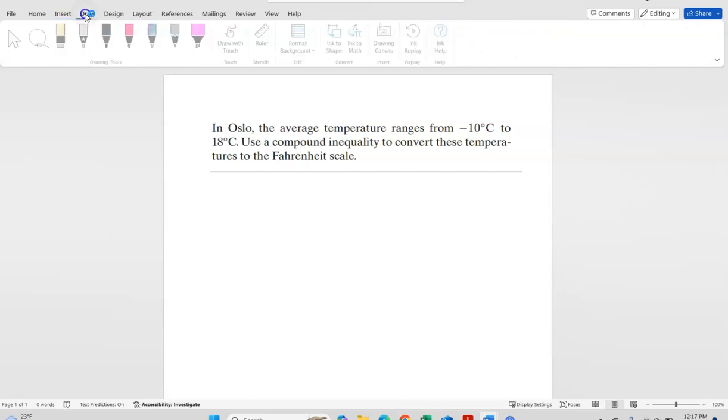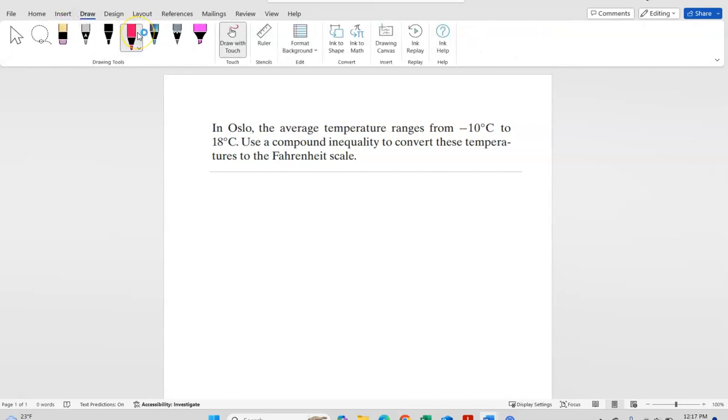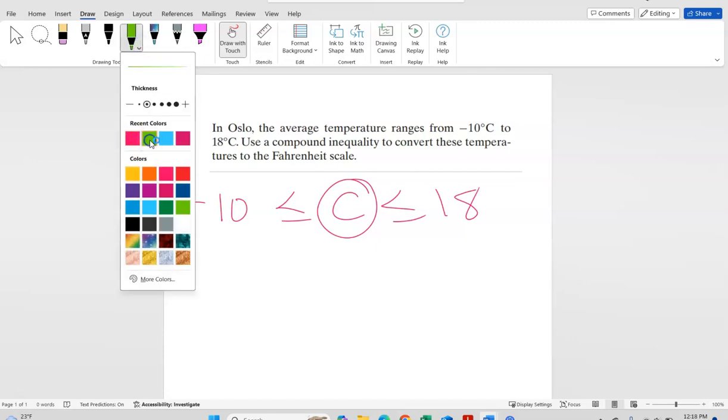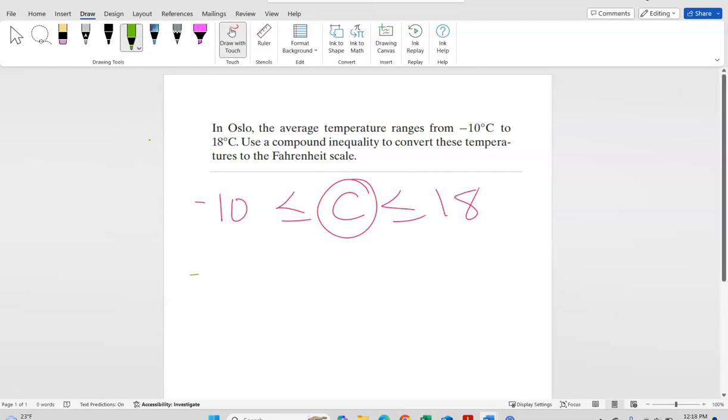So how do we do this? We can do this with a three-part equation. So right now we're between -10 and 18, okay? And here in the middle is Celsius. But what we're going to do is replace the Celsius with the conversion between Fahrenheit and Celsius. So this is 5/9 (F - 32).